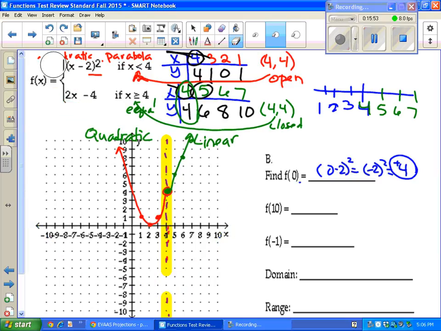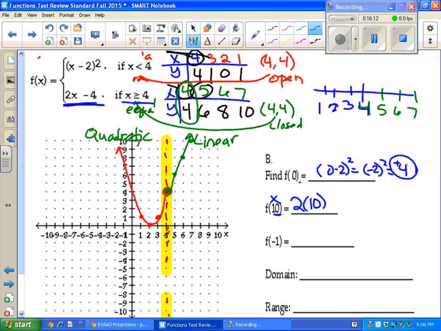Okay, just cleaning up a little bit here. Almost done. f of 10. Remember that's my x. Do I use the first piece or do I use the second piece? Well, 10 is actually a number greater than 4, so I'm going to use the second piece. So it's going to be 2 times my number 10 in place of x, minus 4, which is 20 minus 4, which is 16.